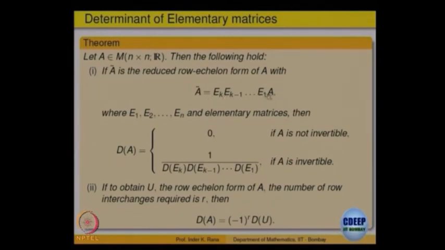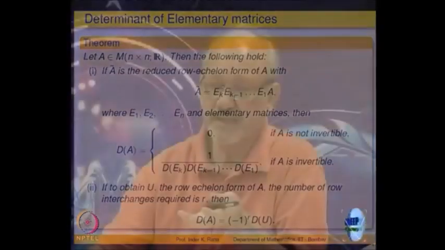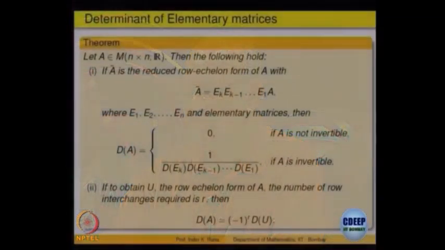Take determinant on both sides, and use the property that the determinant of an elementary matrix multiplied by a matrix is equal to the determinant of the elementary matrix multiplied by the determinant of the matrix. The product property is true when one of the factors is an elementary matrix. So, using that we get this. If A is invertible, then the determinant of A is 1 over the determinants of these.